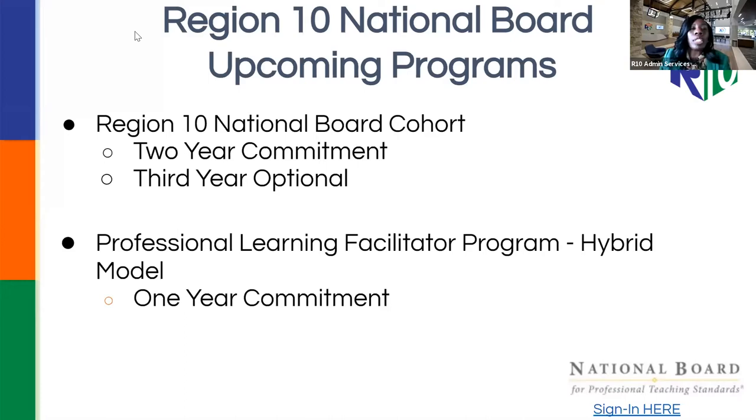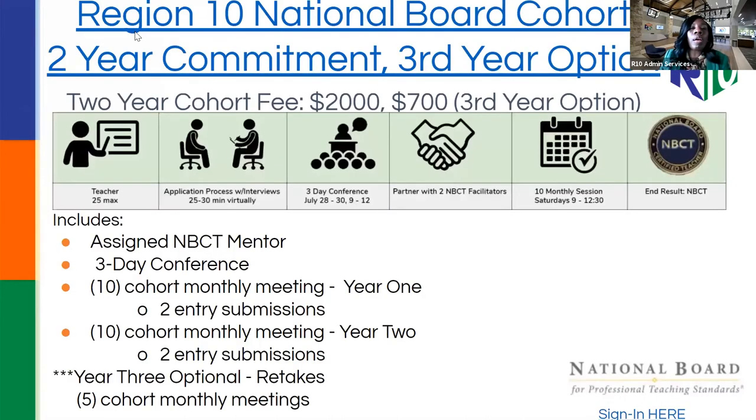So as you see on this screen, there is a 2-year cohort fee. This fee is not the same as the National Board fees. This is a Region 10 fee that is separate from the National Board fees. We are a support system for you, a support program, and so this is the support program fee. The $2,000 that's there will cover your 2 years of services. And if you have a 3rd-year option, that amount is $700 for that option.